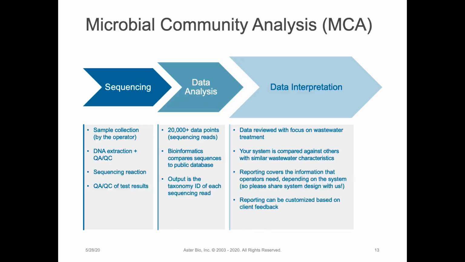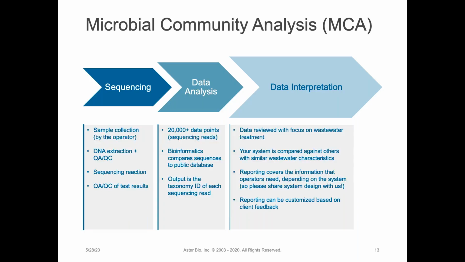The system is really quite simple. The operator goes out and collects a small sample of mixed liquor or other biomass from the system, puts it into a container and ships it to the lab. The lab then extracts the DNA, performs QA/QC analyses, and then sequences the DNA. This generates something along the lines of 20,000 or more data points that we call sequencing reads. The bioinformatics software that we use then compares these sequencing reads to a public database to create an output of each read that identifies it by what type of bacteria it is.